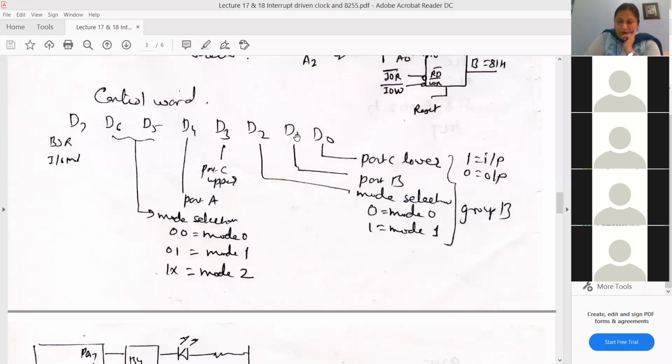And what is your port B? Port B is also input. So this bit should also be 1. Understood? Because you have connected switches to port C lower and port B, so these are input ports. So it should be 1, 1. And because you are using simple input output mode, that is mode 0, this bit should be 0.